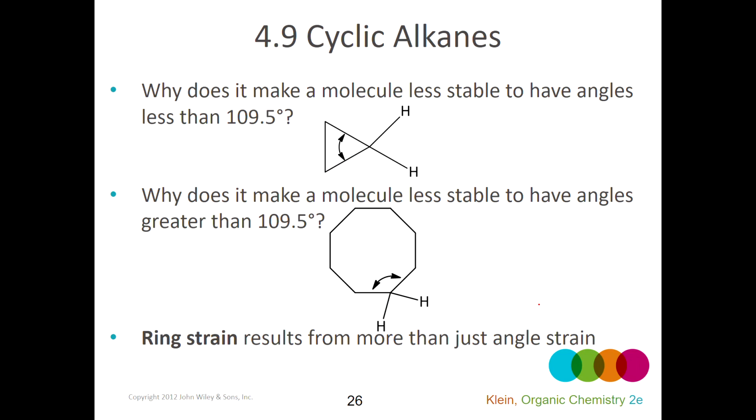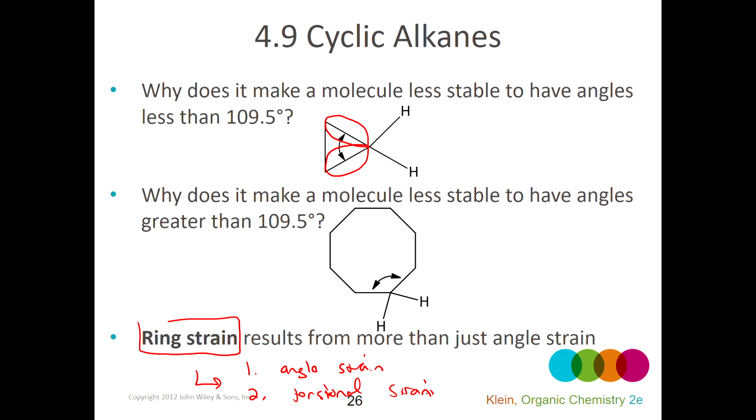Alright, so let's take a look at angle strain. We were already saying in the three-membered ring, the sigma bond electron clouds are way too close together. The repulsion between them creates something called angle strain. So we're going to talk about ring strain. Ring strain is a combination of two things: angle strain and torsional strain. There are a couple of other types of strain that can factor in there, but these are the main two that we're going to focus on for the most part.